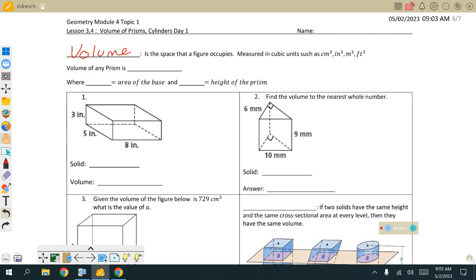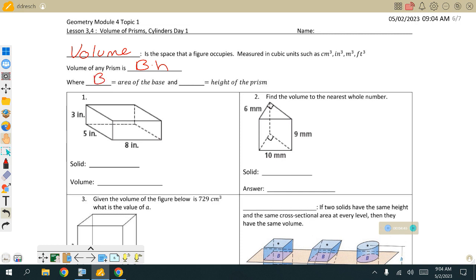Now, our general, basic formula is this. Volume of any prism is capital B times H. That's not what your SAT formula sheet says, because your SAT formula sheet only gives the volume of a rectangular prism. But there's an infinite amount of prisms out there, so we think big picture.